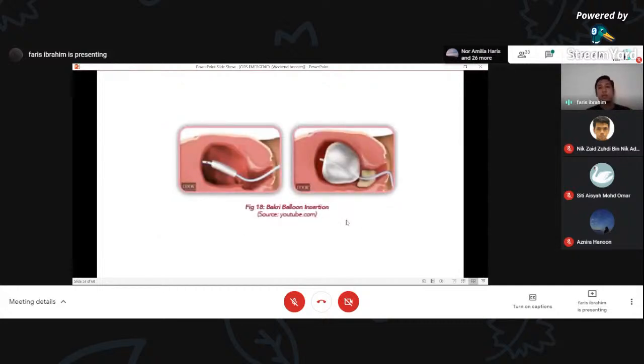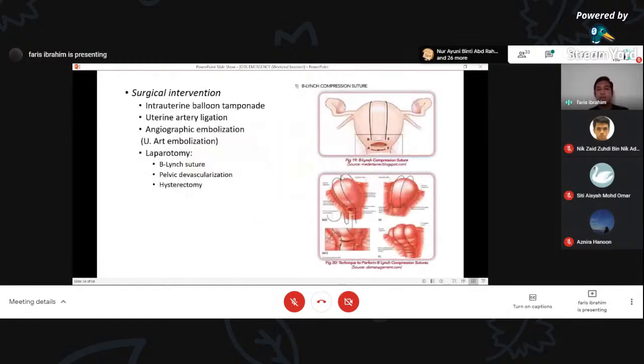Ni, saya ada gambar punya. Balloon ni macam ni lah. So you masukkan, mula-mula dia deflate. So bila you masukkan saline, dia akan inflate. Jadi macam gambar yang kedua ni. Okay. So next in line is surgical intervention.